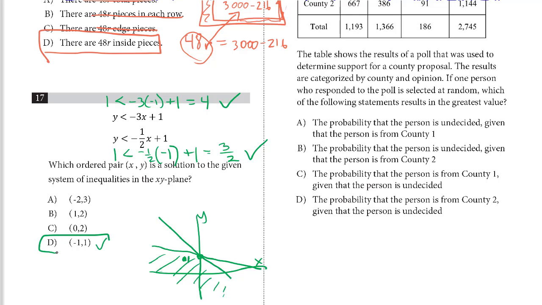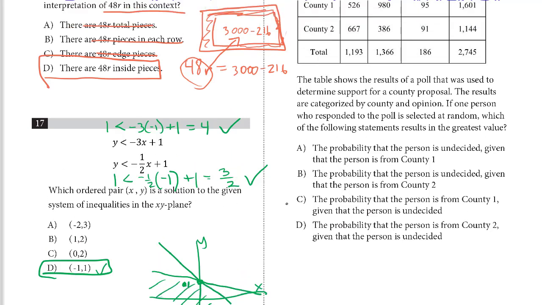Good guess. D is the correct answer for 17. Negative 1, 1 is in the solution set. It makes both inequalities true.